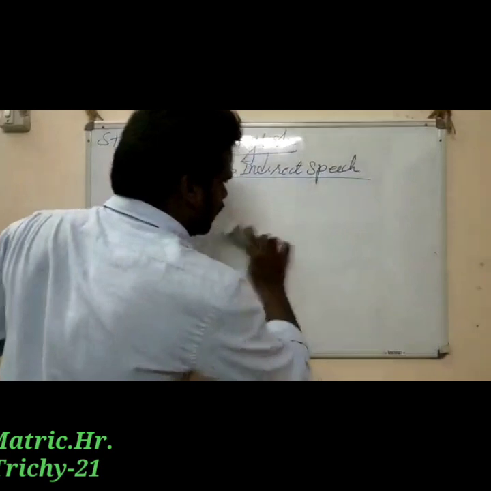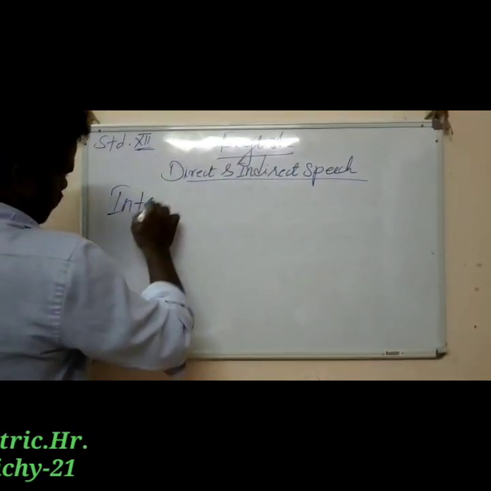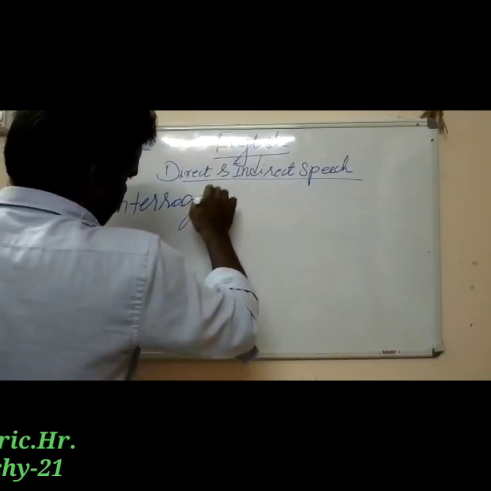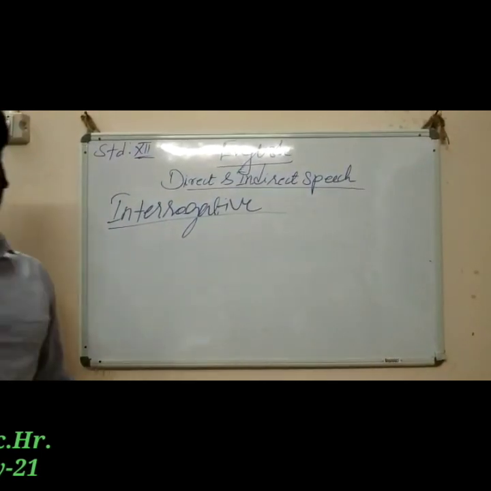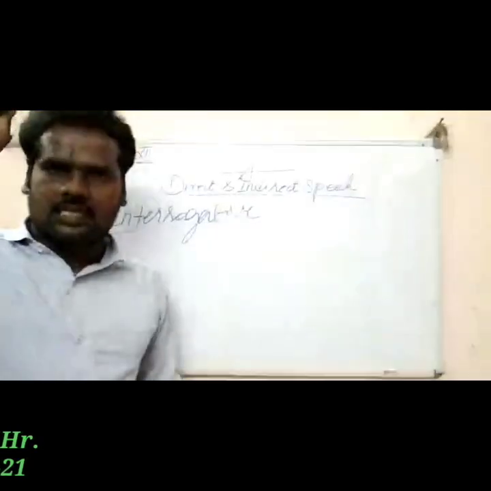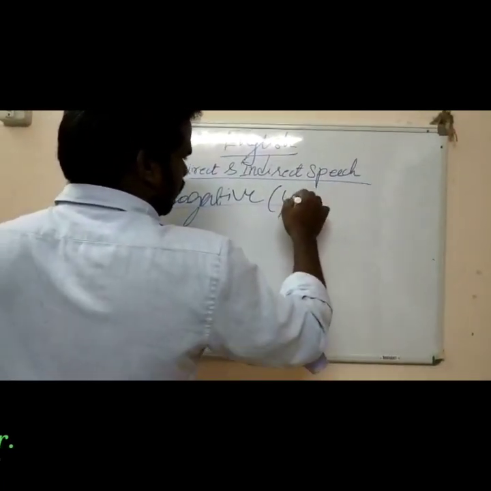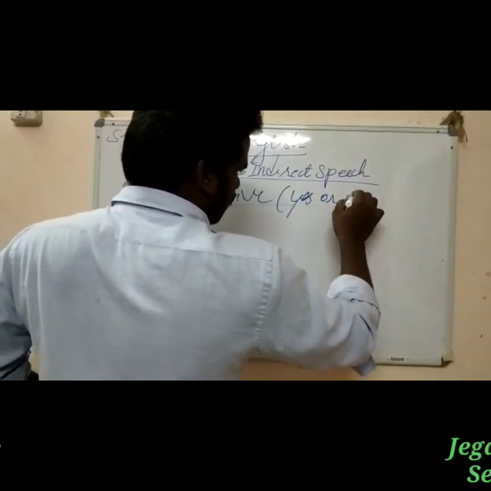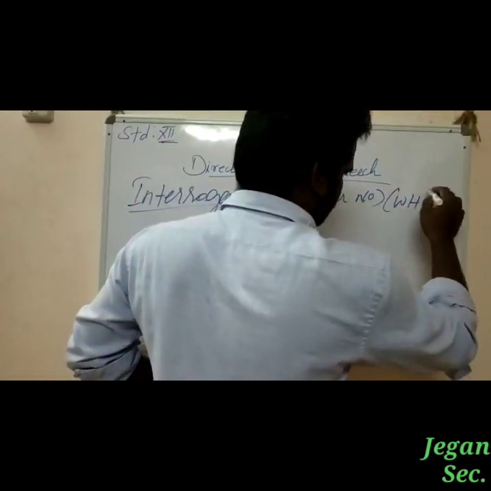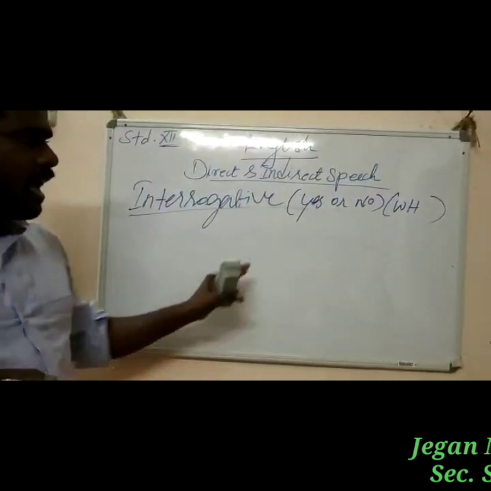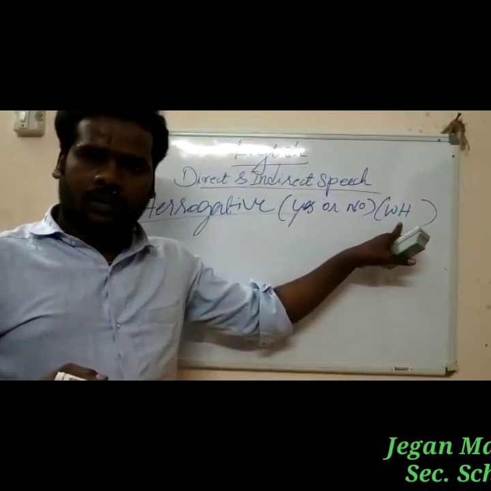Then I will give interrogative types. Interrogative has two types. One is yes or no type, another one is WH question. WH types: the question begins with W or H, such as when, how.